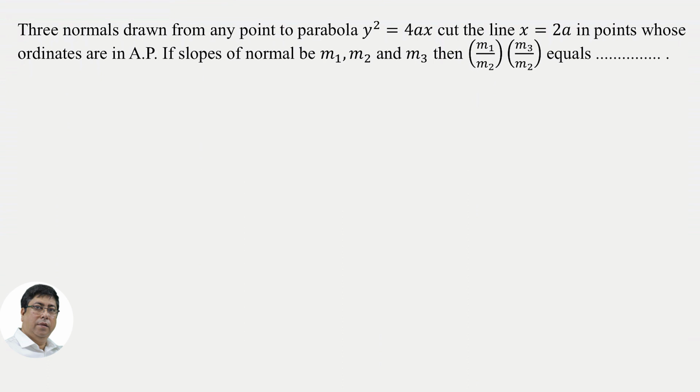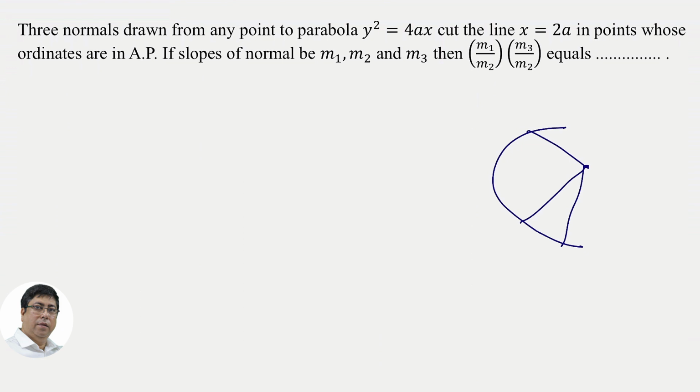Three normals drawn from any point to the parabola y square equal to 4ax cut the line x equal to 2a in points whose ordinates are in AP. It means three normals are drawn from a point. The point is called the co-normal point. Suppose this point is the co-normal point, and the normals cut the line.